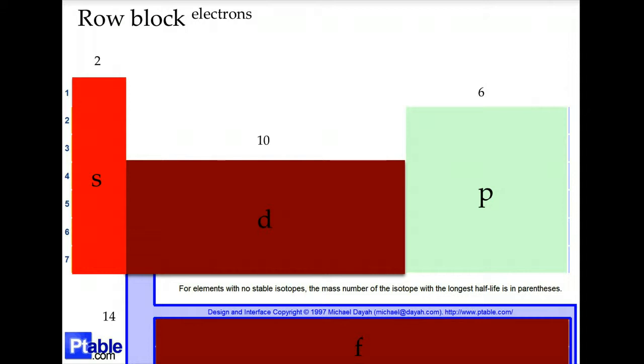After the row number, we're going to write the block number. Okay, and those are the red, the green, and the maroon blocks. And then as a superscript number, we're going to write the number of electrons that that element has. And remember, the atomic number is the number of electrons.